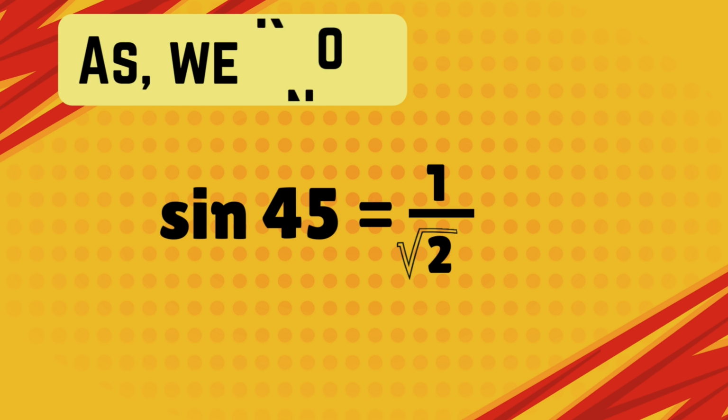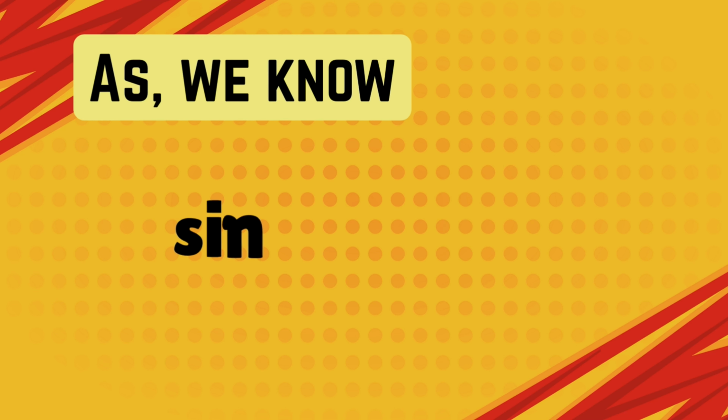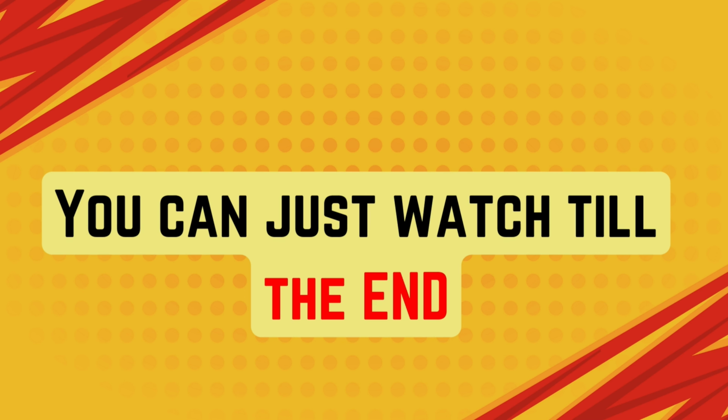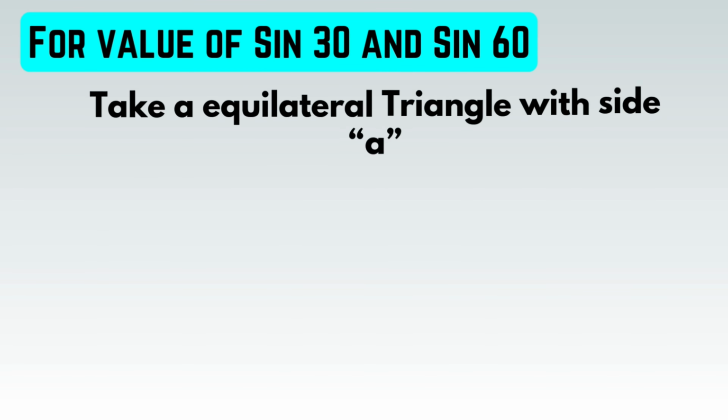We know sin 45 is equal to 1 by root 2, and sin 90 is equal to 1. Can you prove it? You can just watch till the end. First, we are going to find the values of sin 30 and sin 60.